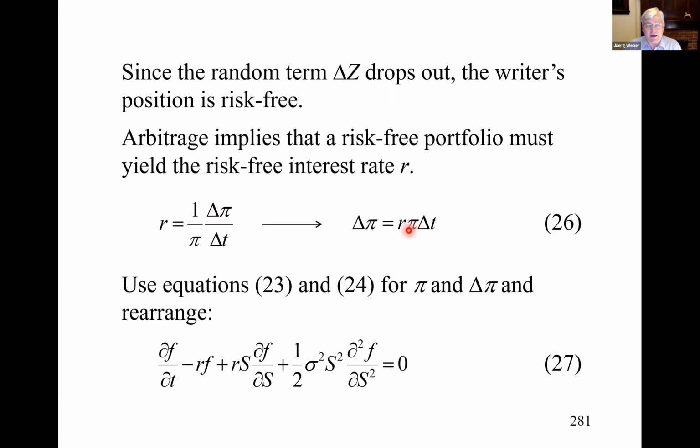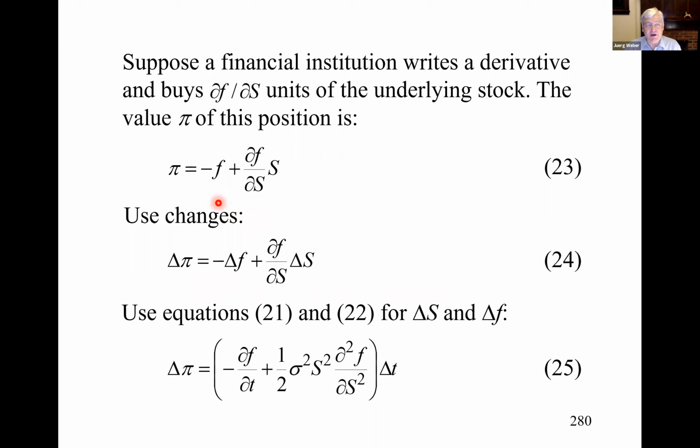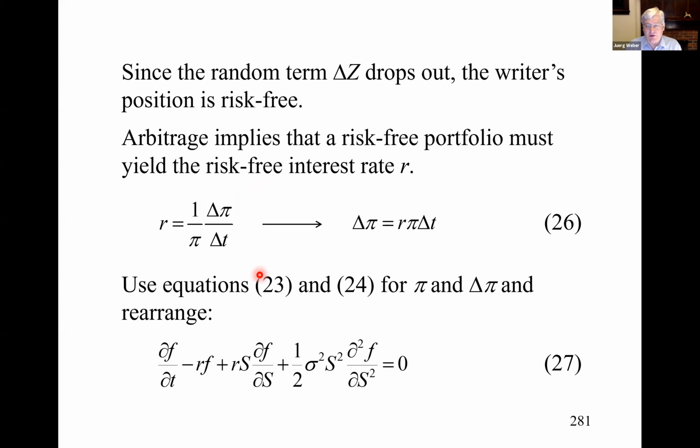And now I can plug in for 23 and 24, I can plug in Pi and delta Pi. You see I have here in 23 an expression for Pi. In 24, I have an expression for delta Pi. So substitute this in here for Pi and for delta Pi. And what you get is this here. And some of you may recognize this if you took a finance class. That's now the Black-Scholes differential equation.